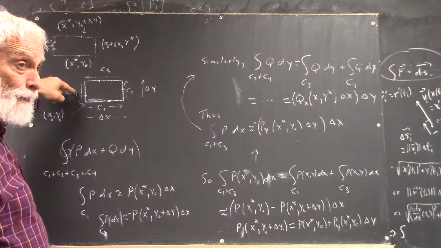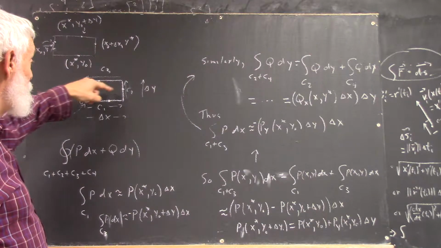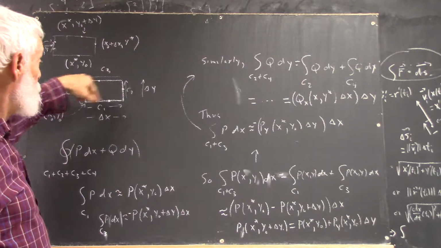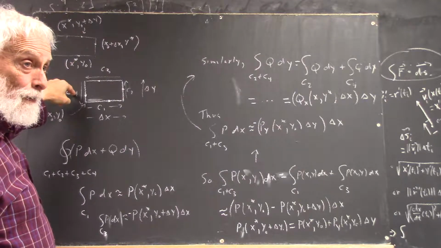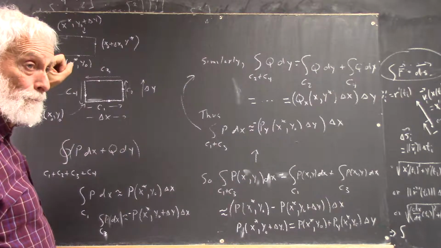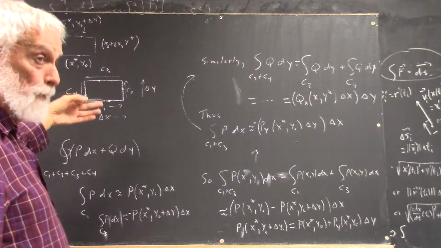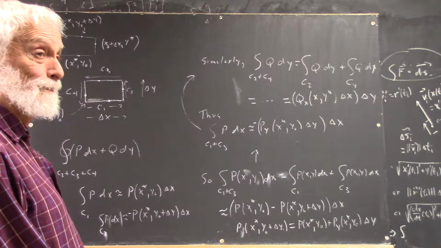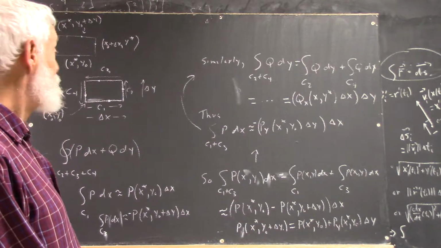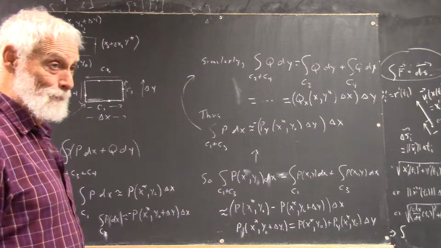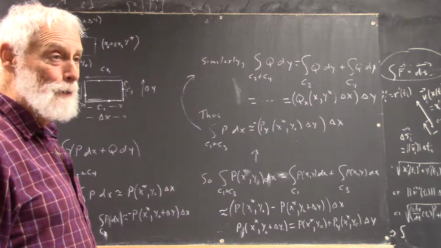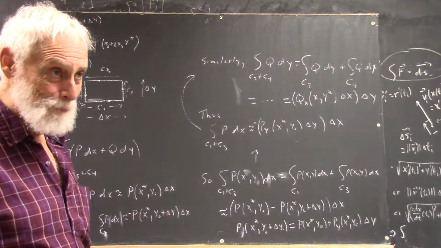C2. Okay, we're integrating Q over this. The value of Q changes. Negative. Negative's a good start, Qy dy. But Q's changing as you move in the X direction. So right idea, but it's Qx delta X.